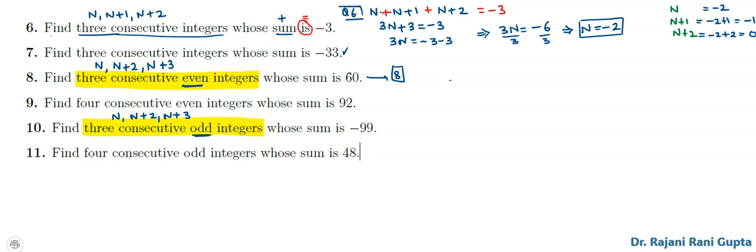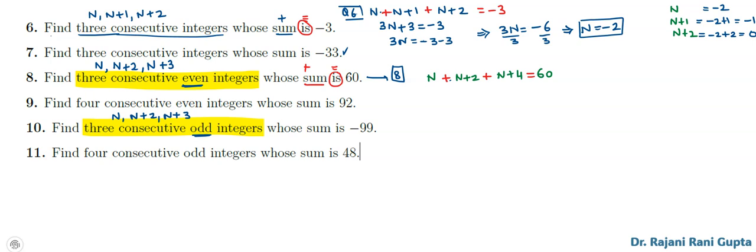So find three consecutive even integers whose sum, means plus, is, means equal, 60. So when you have taken three consecutive even integers, it means you are taking n, n plus 2, n plus 4. And what you are finding? Their sum, means adding them, is equal to which number? It's given as 60.